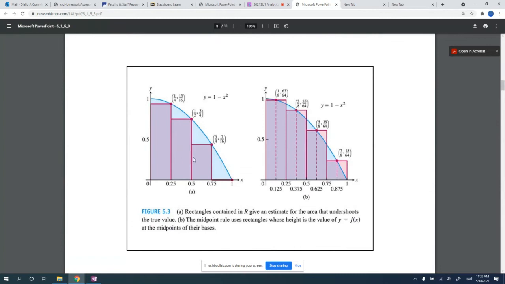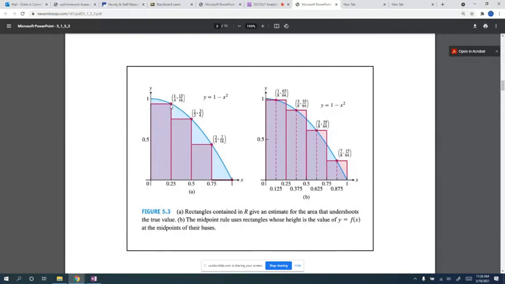If we're looking at a right endpoint, notice that here we're using 4 rectangles. Notice that the right side of our rectangle serves as the height. So for example, if you wanted to find the area for this rectangle, you would simply multiply the width, which in this case looks like it's 0.25, times the height. The height is 15/16.